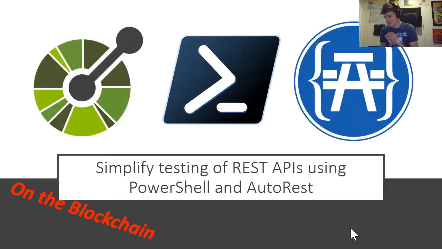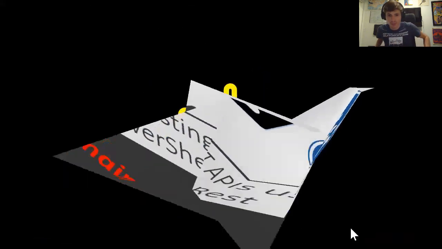My name is Tyler, and this talk is simplifying testing of REST APIs using PowerShell and AutoRest. It's quite a long title. I feel like there's so many buzzwords, and I feel like I need to include "on the blockchain" to this title because it's just so buzzwordy. But this is not a blockchain talk. Don't get your hopes up. But let's go ahead and get started. So let's see how these slides work on my computer. That's trying ever so hard.